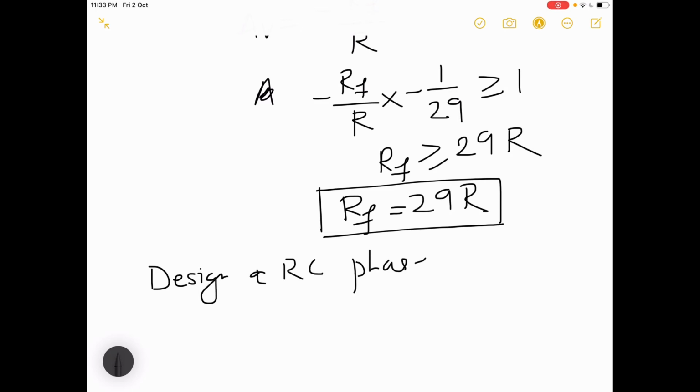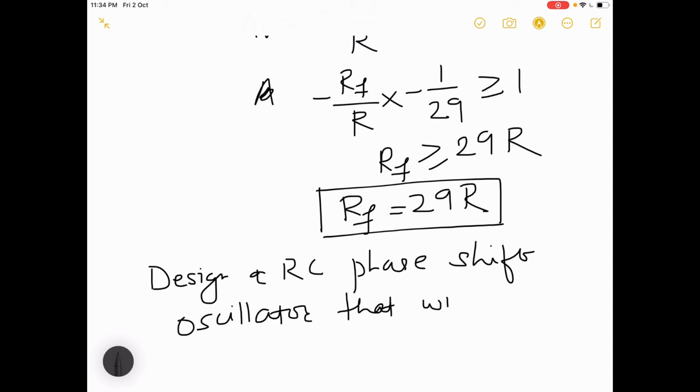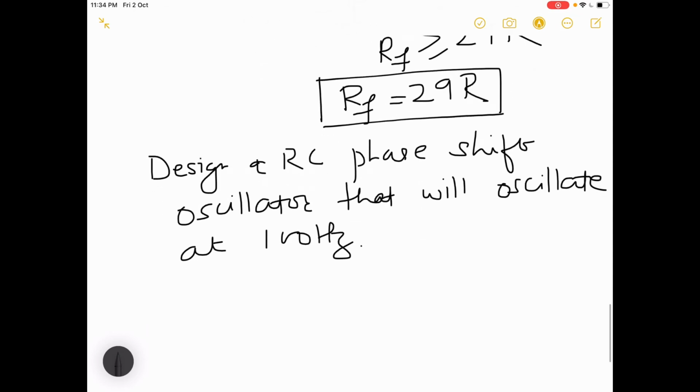RC phase shift oscillator that will oscillate at 100 hertz. Okay, so we want to design this oscillator at frequency 100 hertz, right? So we have frequency, we know the formula for frequency, right?